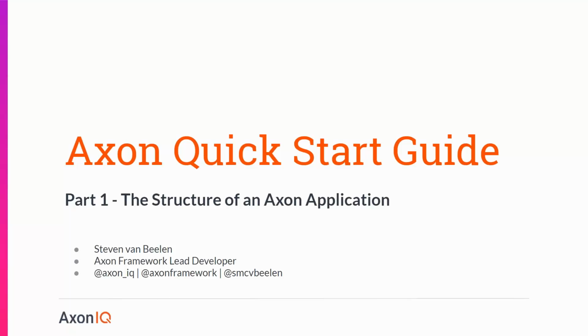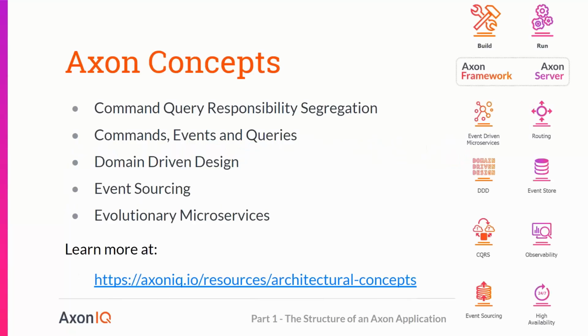But prior to diving into that, we'll first have a couple of the Axon concepts which come into play when you're working with an Axon application. Things you can think about which you might want to learn more about, like CQRS, the command query responsibility segregation, or using commands, events, and queries as your message-driven API, DDD, event sourcing, but also very importantly, evolutionary microservices. These will all be concepts I'll be discussing, but not in depth. So if you want to learn more, we suggest you to go to our link down below.